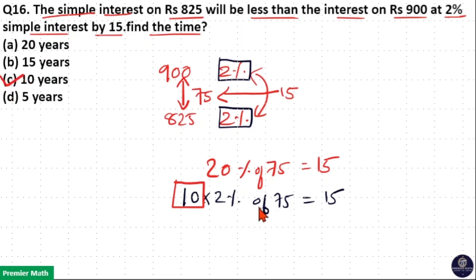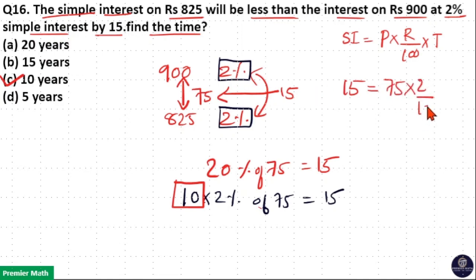If you have difficulties in finding the number of years, you can write this in a formula. Simple interest is equal to principal amount into rate into number of years, that is time period. Here, interest is 15 rupees, and this 15 rupees is received from this 75 rupees principal with a 2% interest rate for T years.